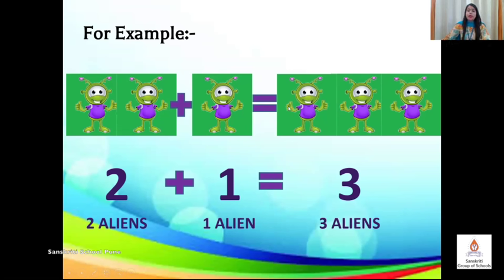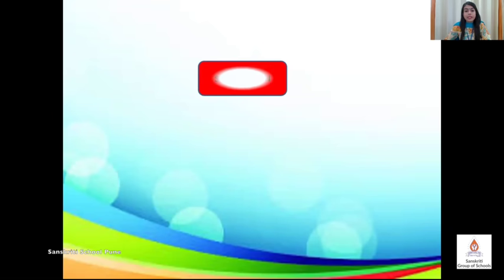Let us revise once more. You can see here 2 aliens, plus, which means we have to add one more alien to this. So if we combine this together, it will become 3 aliens. So we have 2 aliens plus 1 alien is equal to 3 aliens. Very good. So after understanding what is addition, we move to subtraction now.